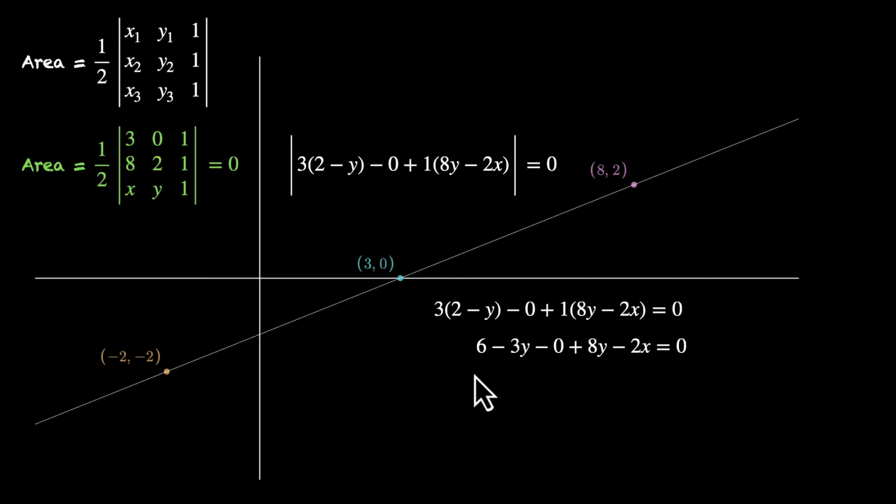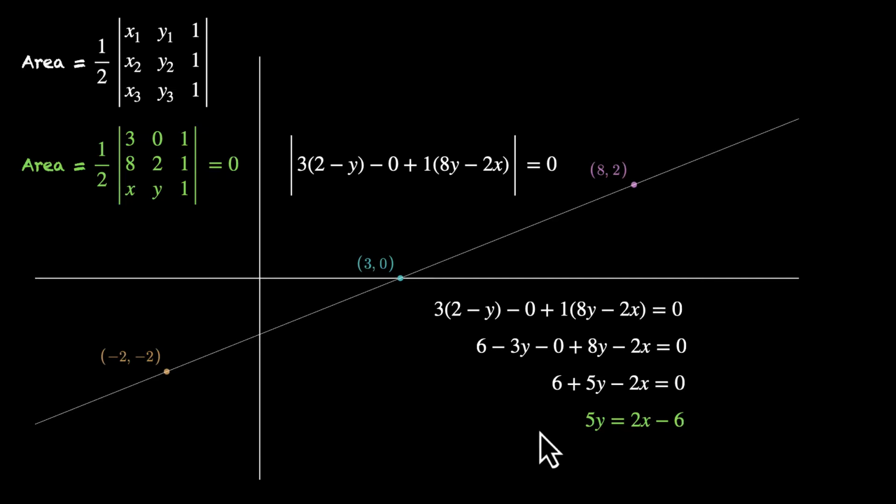3 times 2 is 6. 6 minus 3y minus 0 plus 8y minus 2x equals 0. So we have 6, we have 8 minus 3, 5y, and we have minus 2x. So this is the equation: 5y equals 2x minus 6. That's going to be the equation of this straight line.